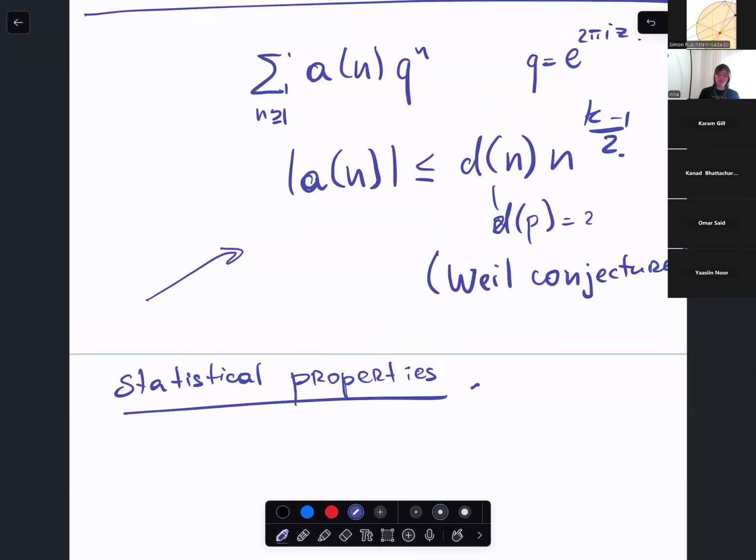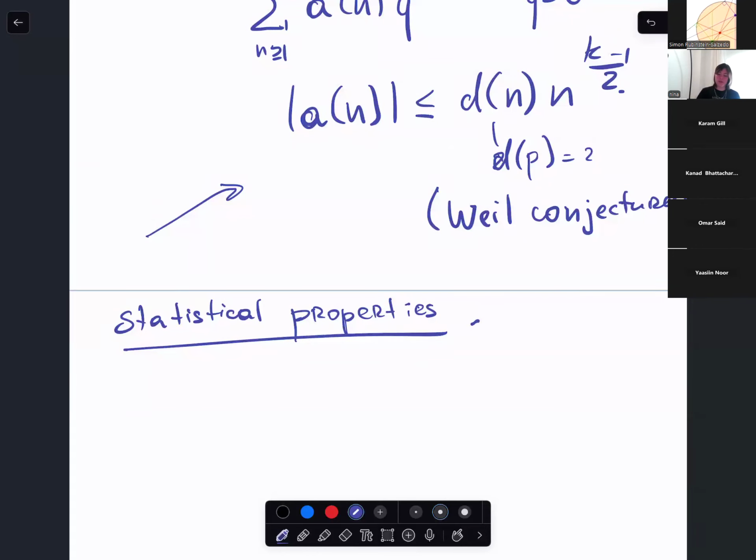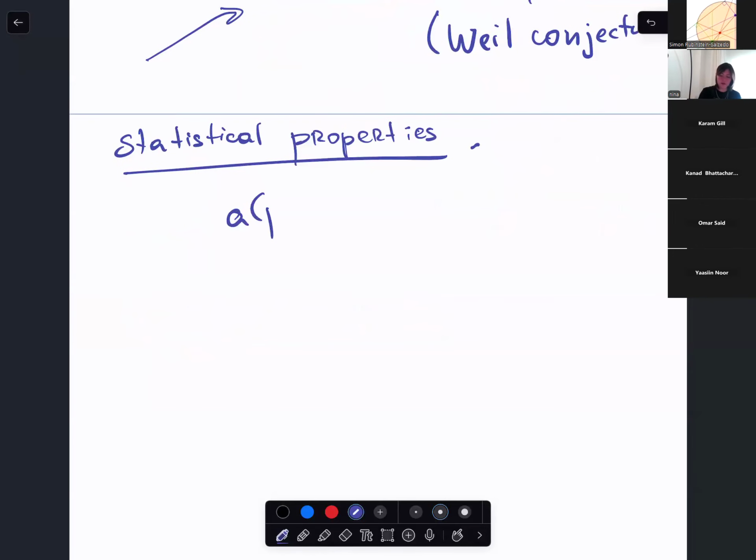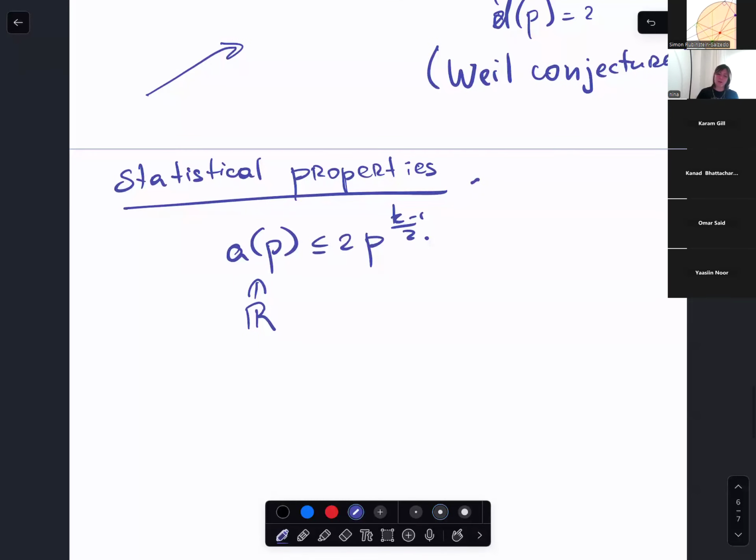We have this wonderful bound of Deligne, which tells us in particular, if we take p prime, just like in the case of the tau function, a of p will always be at most 2p to the (k minus 1) over 2. And I should also mention it will always be real, even though a priori we don't know that. Fourier theory doesn't immediately tell you that the coefficients of a Fourier expansion have to be real. But in this case, it turns out that these coefficients will always be real. For the tau function, you saw they were integers.